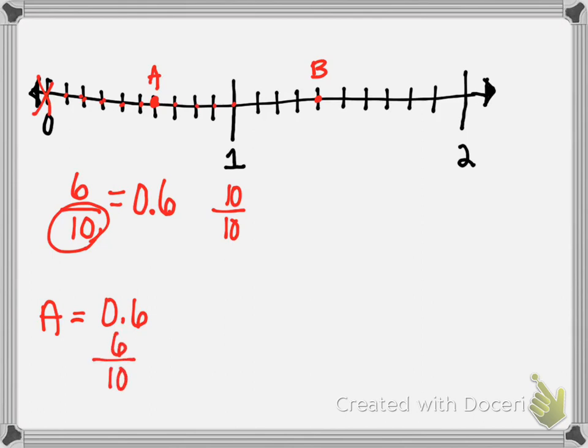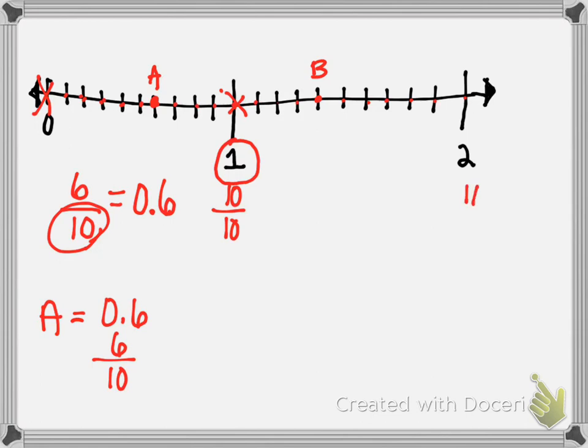Now let's look over here. Notice that we want to find out what point B is at. And if you see, there's a whole number of 1. Don't forget that 1. Let's see what this is broken up into. Don't start counting at 1. Do not start counting at 1. 1, 2, 3, 4, 5, 6, 7, 8, 9, 10.